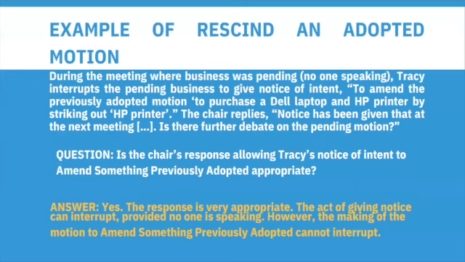And the answer is yes. The response is very appropriate. The act of giving notice can interrupt, provided no one is speaking. However, the making of the motion to amend something previously adopted cannot interrupt. So Tracy was just giving notice that she plans to put the motion to amend something previously adopted, but that's not what she's going to do now. It'll be at the next meeting.